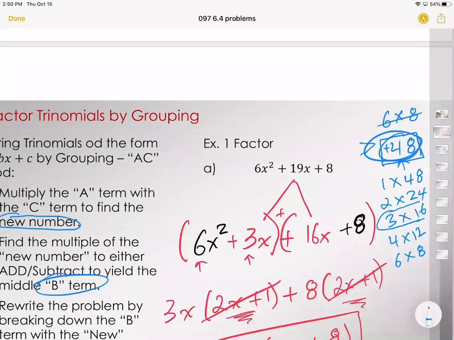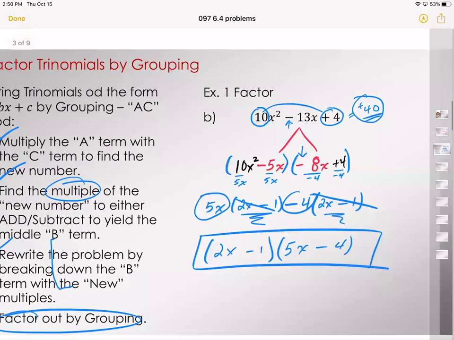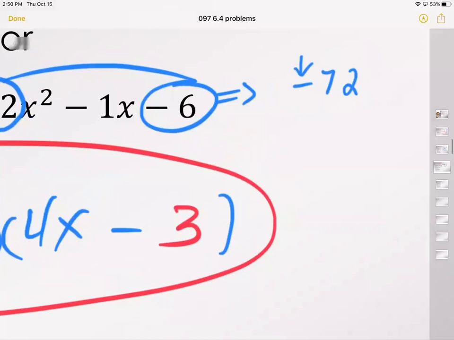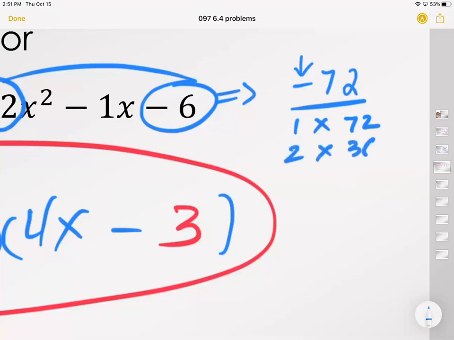Now, the difference is when you multiply, you have a negative 72. And if it's a negative 72, we think in terms of subtraction. The problem with AC is we don't know which multiple of 72 is bigger. So 1 times 72, 72 minus 1 would not give me 1. 2 times 36, that's not good. A big number minus a smaller number is not going to work out.